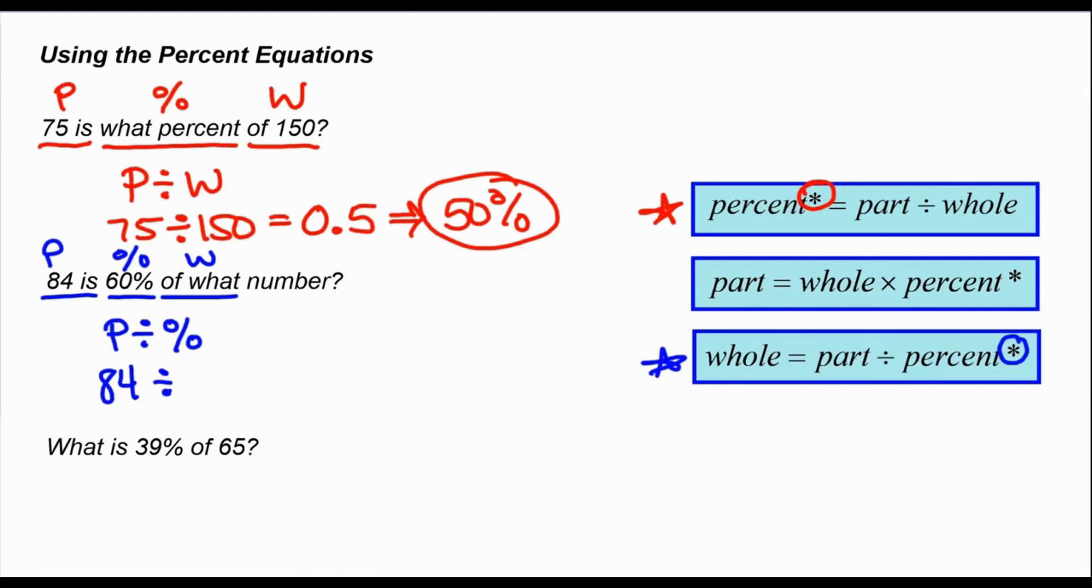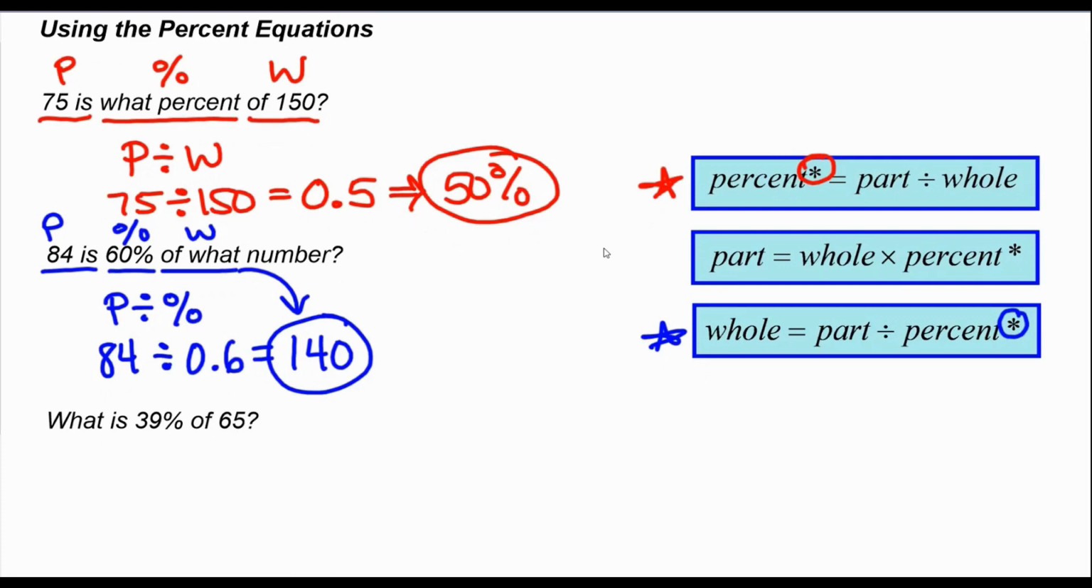That has to be written as its decimal form. So 60% as a decimal, if I divide that by 100, is 0.6. So 84 divided by 0.6 is 140. So 84 is 60% of 140. That's the whole. So I found that using the percent equation. It is faster to use than the proportions, but again, you have to remember those special cases with the percents. You have to write them as their decimal value.